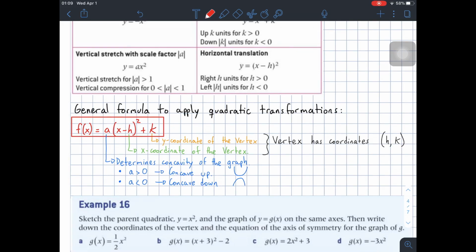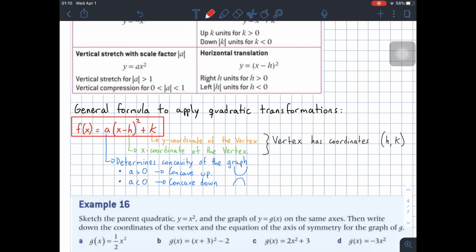The general formula to apply quadratic transformation is this one over here, which we have seen already, where A determines the concavity of the graph. If A is positive, it will be concave up. If A is negative, it will be concave down. Okay, happy face, sad face.